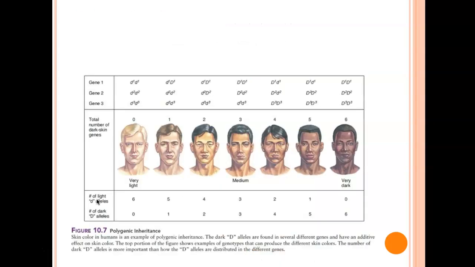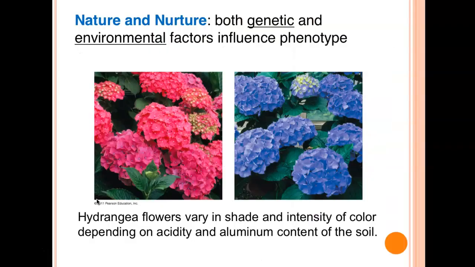What did you learn about the color of a hydrangea flower? Hydrangea flowers can vary in color depending on the environment. So it depends on the acidity and the aluminum content of the soil. So sometimes gene expression can be controlled by the environment.